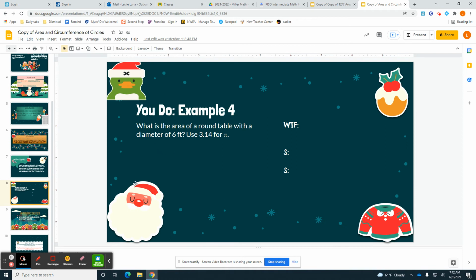All right, so this is your you do. So you're going to do this one on your own. You do example 4. What is the area of a round table with a diameter of 6 feet? Okay, so your keyword is area, and it gives you diameter. Okay, so remember your formula for area is A equals pi r squared. So what do you remember? You're going to have to do something with this diameter. Okay, don't forget.